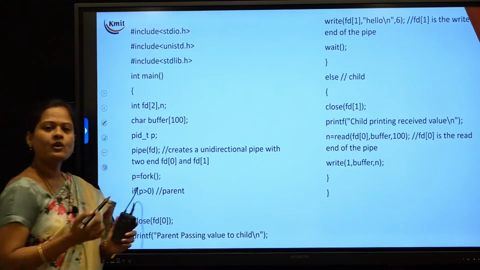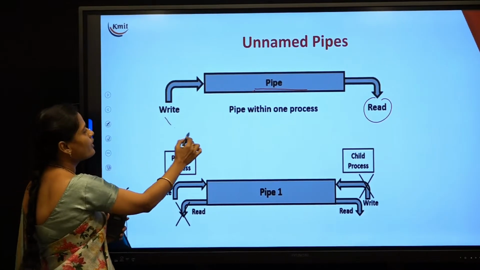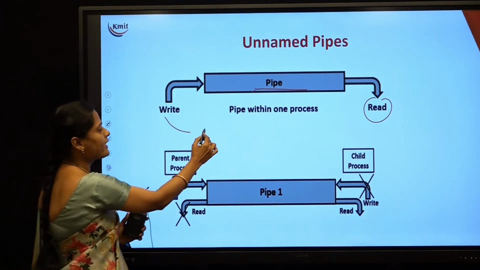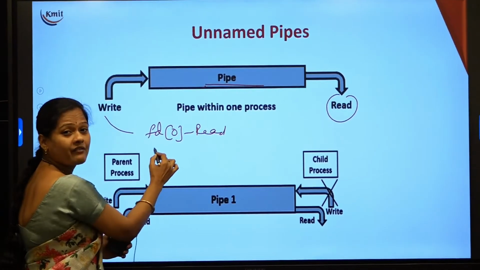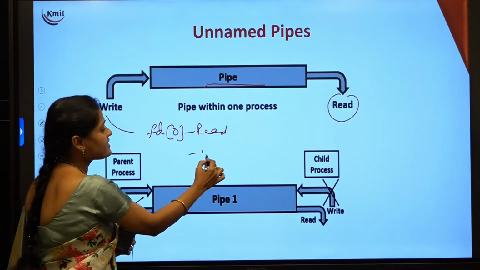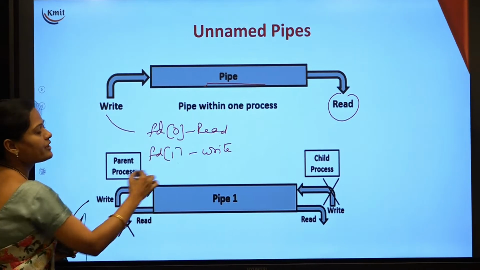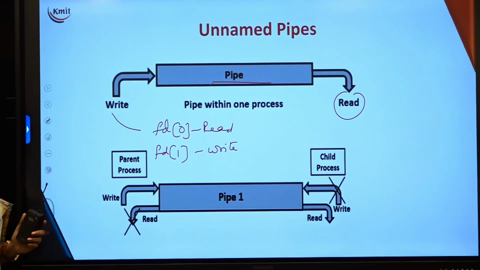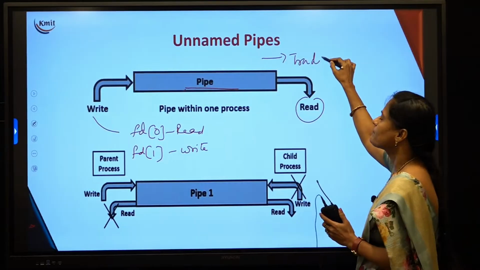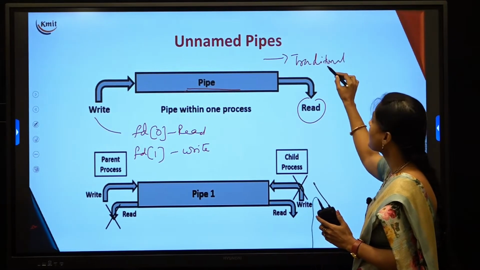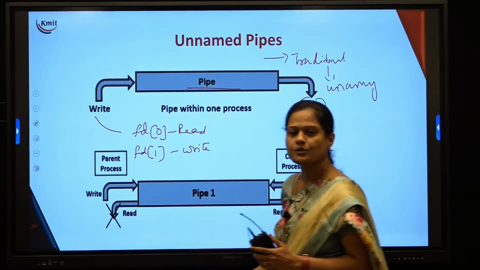Now, why we call these unnamed pipes: when you want to write the data and read the data, you require two file descriptors. We generally use FD of 0, which is used for reading the data, and FD of 1, which is for writing the data. These two file descriptors play a major role when you want to read or write the data. Unnamed pipes are also known as traditional pipes. These are the initial pipes which were designed for passing the information, and you can even call them anonymous pipes because no name is provided to that particular pipe.